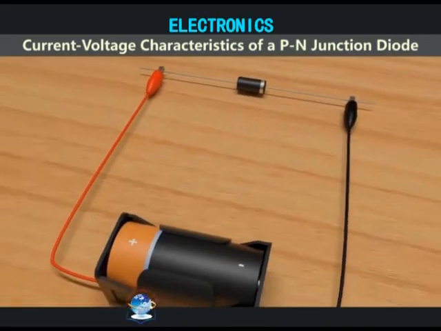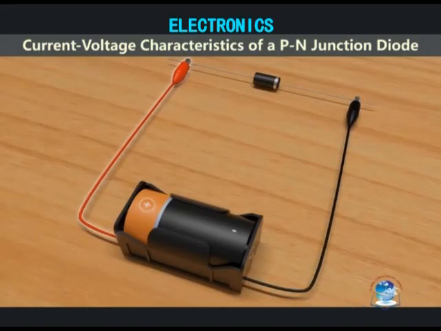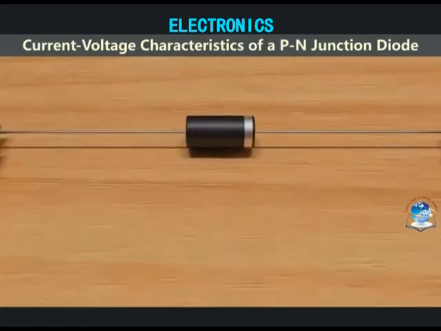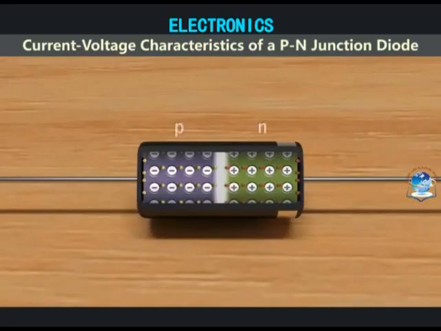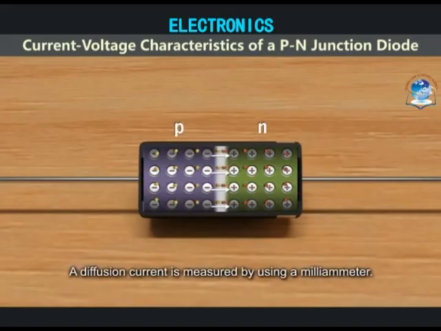In a forward bias, when a cell is connected across the diode, the N side of the semiconductor is connected to the negative of the cell, and the P side is connected to the positive of the cell. Then, the barrier potential decreases, and due to the process of minority charge carrier injection, that is, the P side has holes and the N side has electrons, they produce a diffusion current which is measured using a milliammeter.